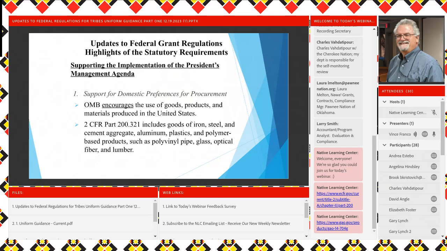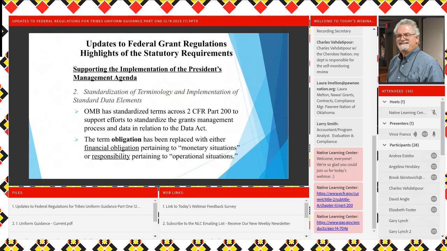And now you can go into the uniform guidance. Google, go to 2 CFR, go to ecfr.gov and put in the uniform guidance and then put in President's Management Agenda, and you'll be able to find these just like I did. Support the President's Management Agenda: they're trying to standardize the verbiage throughout the document. And as you can see in the second bullet there, the term obligation has been replaced with financial obligation pertaining to monetary situations or responsibility. So there's some vernacular changes, but they're minor throughout the document.